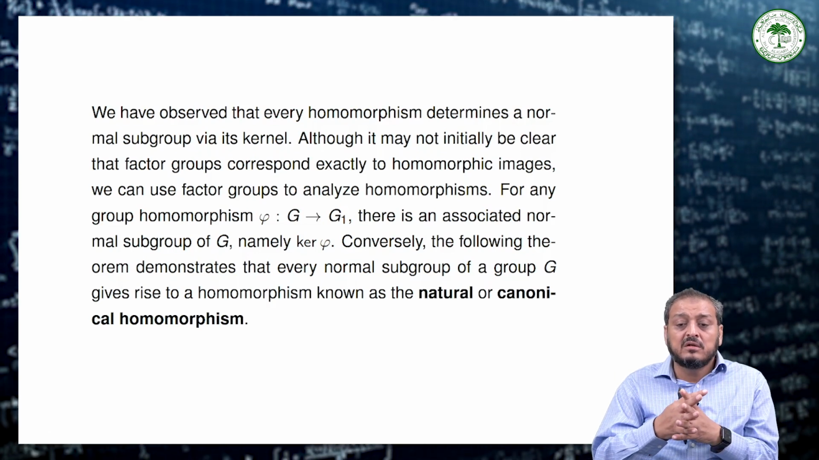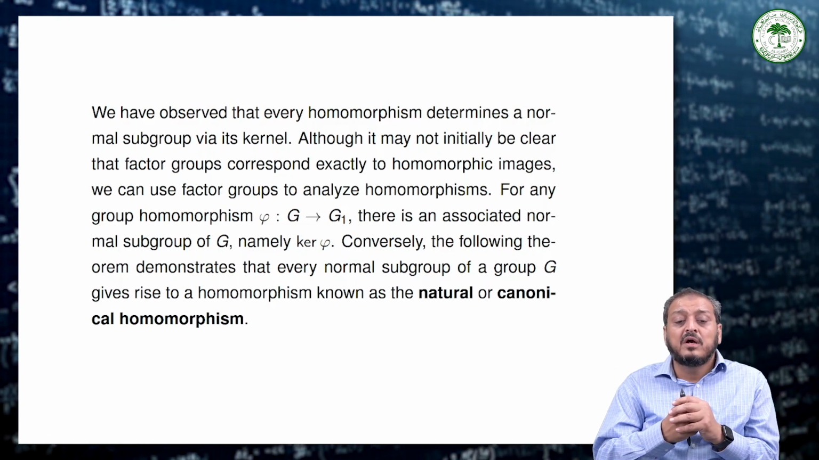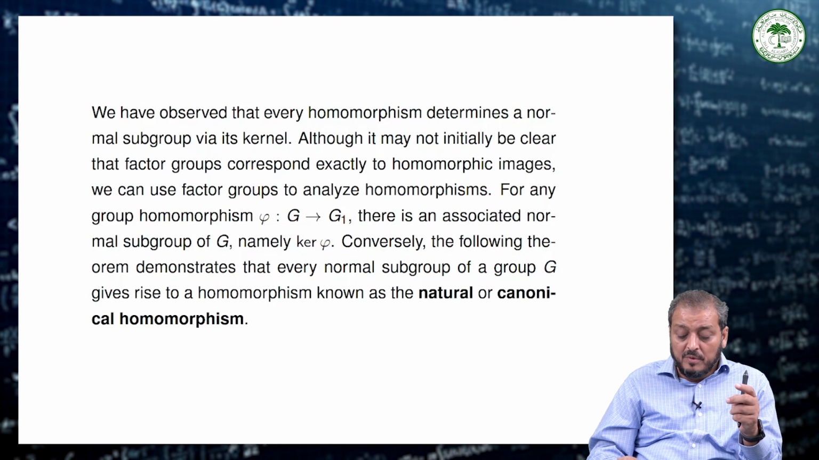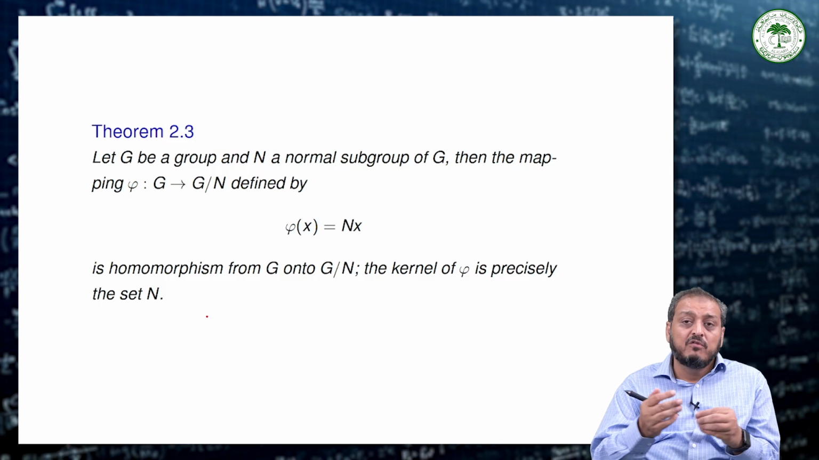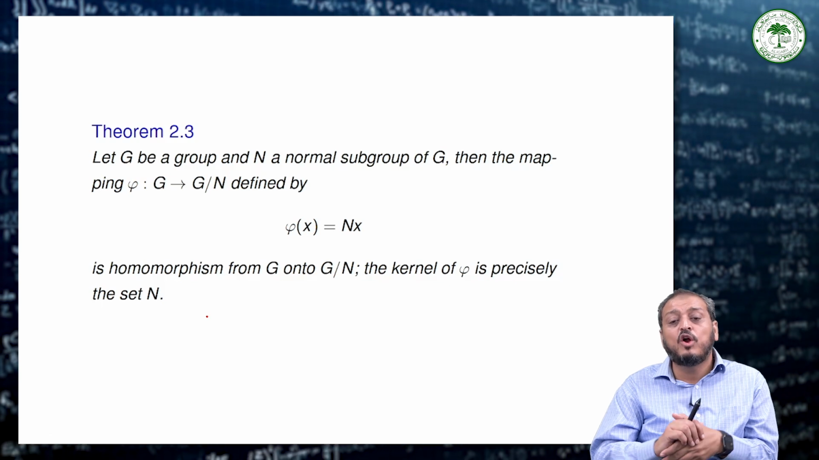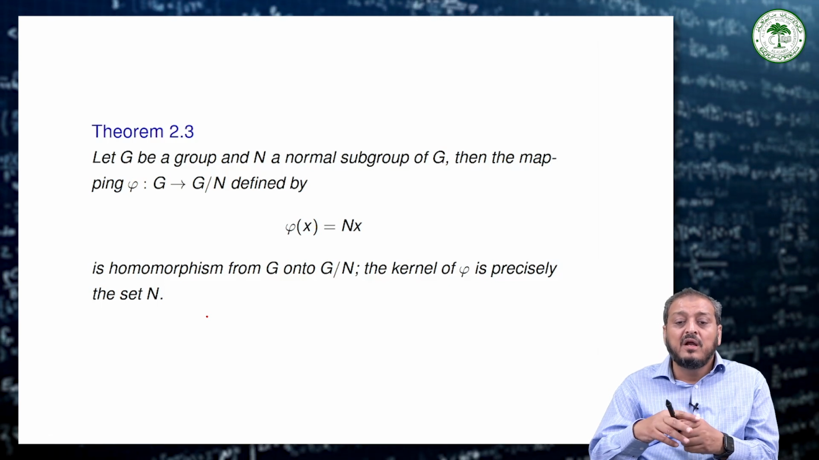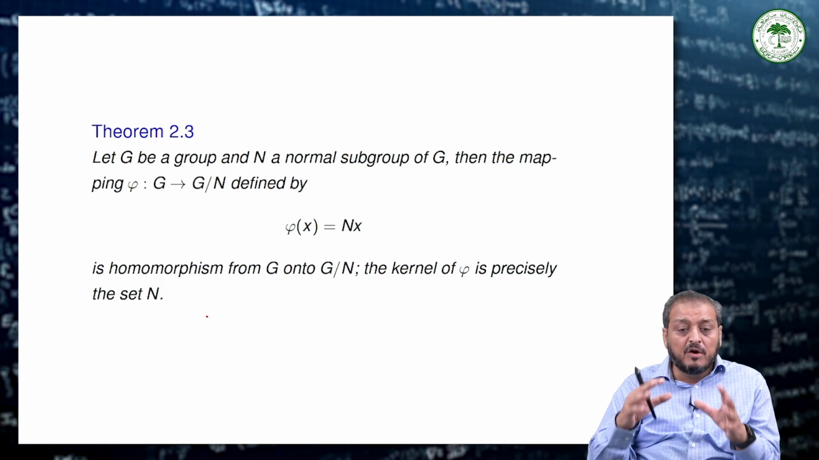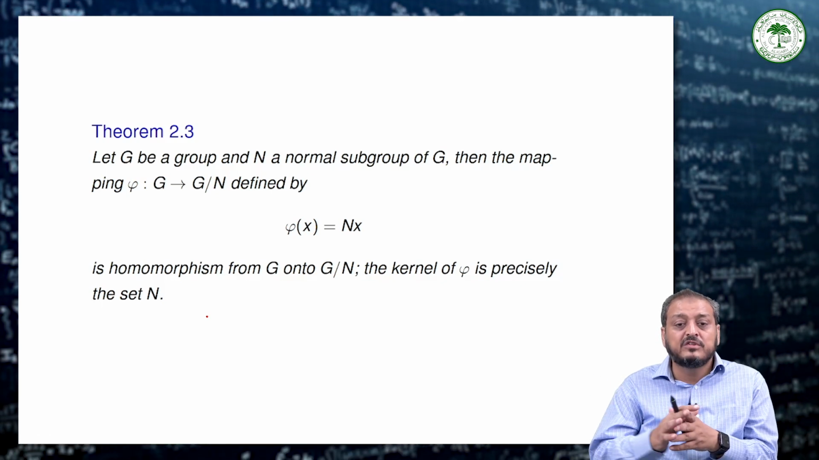following theorem demonstrates that every normal subgroup of a group gives rise to a homomorphism, and that is known as a natural or canonical homomorphism. So, this is the theorem. Let G be a group and N be a normal subgroup of G. Then the map φ from G to the quotient group G/N defined by φ(x) = Nx, the coset of x, is a homomorphism from G onto the factor group G/N.